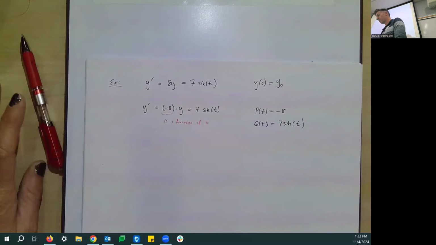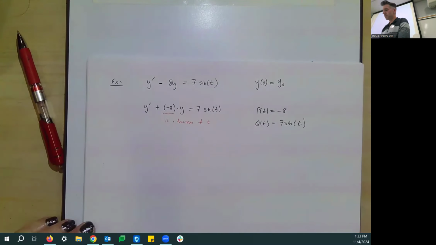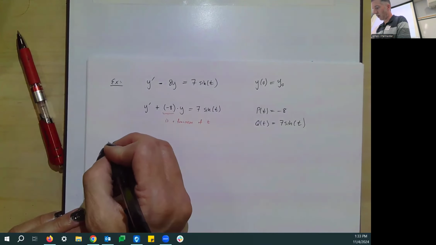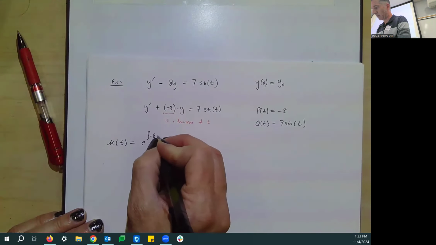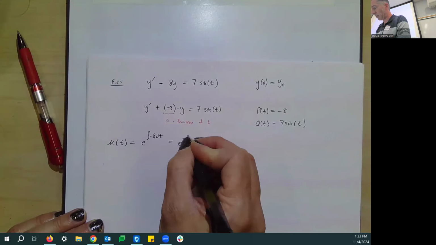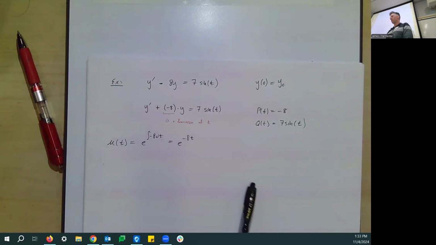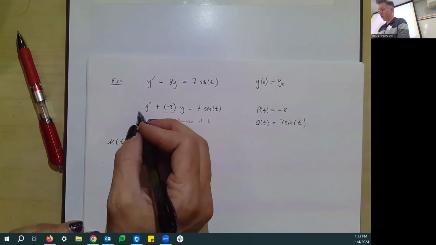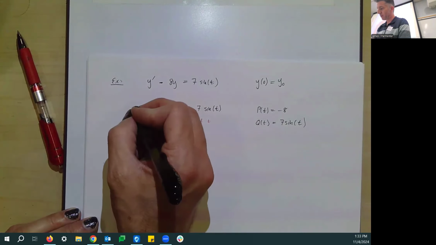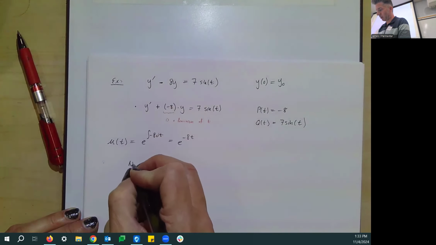Okay, so let's find the integrating factor. Our integrating factor mu of t is e to the integral of -8, which is just e to the -8t. A lot of the times this will simplify into something nicely, especially if you have an e to the natural log of something. It is in your best interest to simplify your integrating factor as much as possible every time. In this case, it doesn't simplify, so we're just going to multiply the whole thing by mu of t.